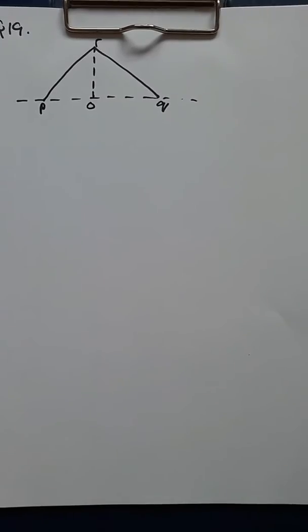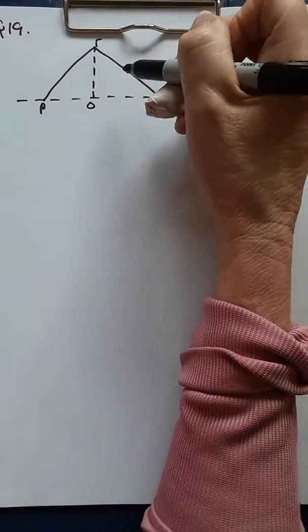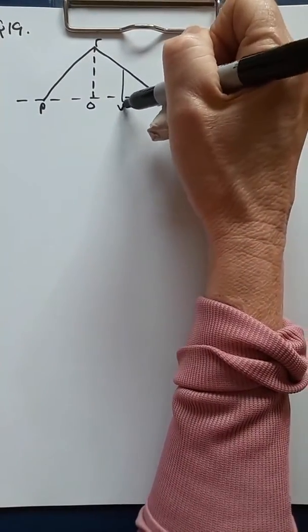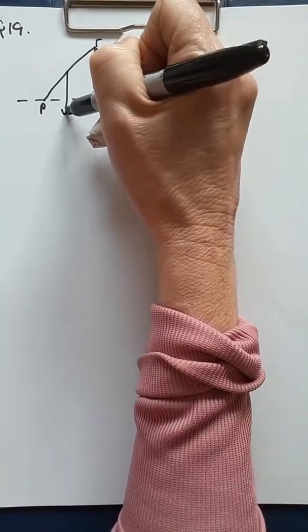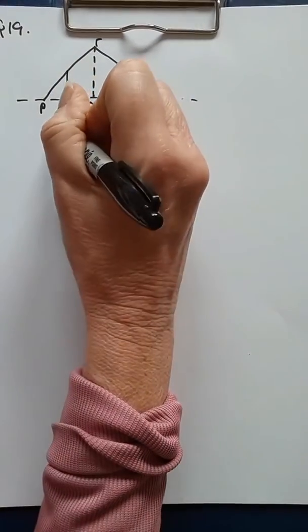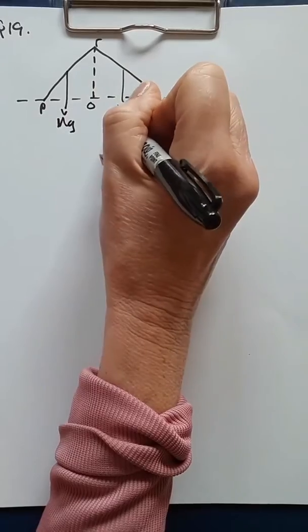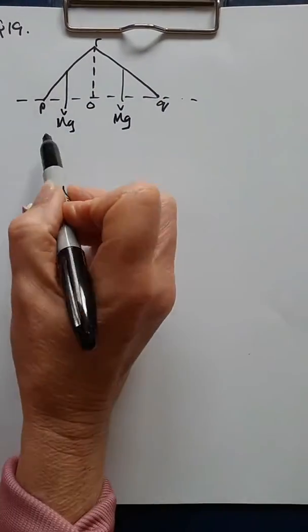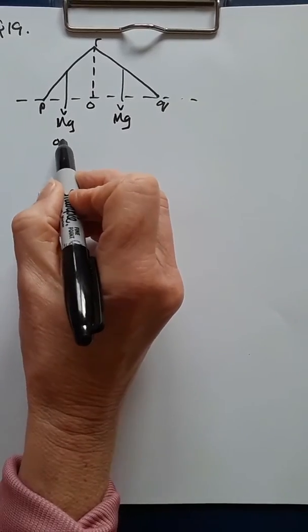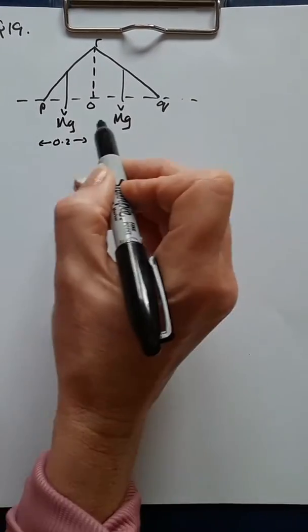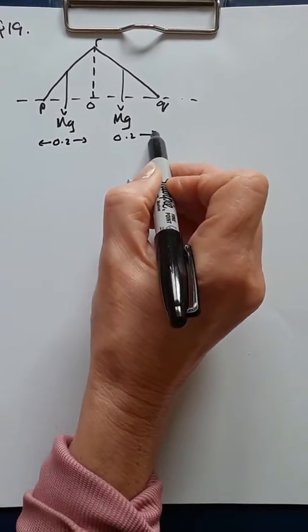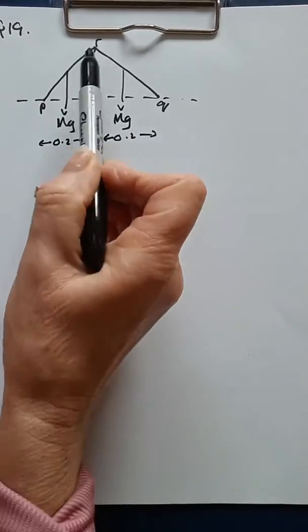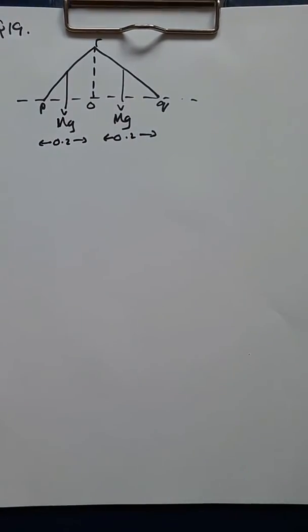Right, so first of all, we know they're equal rods. We know they have a mass of m. So that means that's a weight force and that's a weight force. So I'm going to call that mg, mg. I know the distance from here to here is 0.2, and from there to there is 0.2, and I also know that the distance from there to there is 0.2.